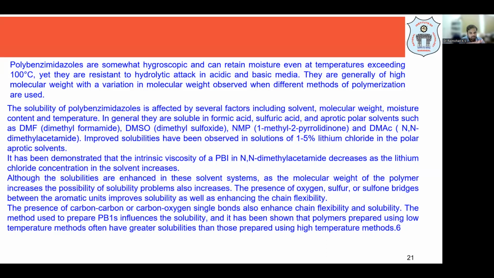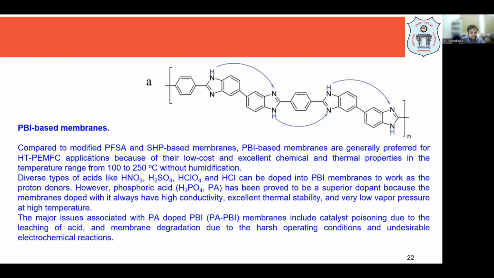Improved solubilities have also been observed in solutions of 1 to 5% lithium chloride in the polar aprotic solvents. There are several demonstrations which show that the viscosity decreases as the lithium chloride concentration in the solvent increases. So as the lithium chloride concentration in the solvent increases, the viscosity of this PBI is known to decrease. That is the reason people have started working on these PBI-based membranes.